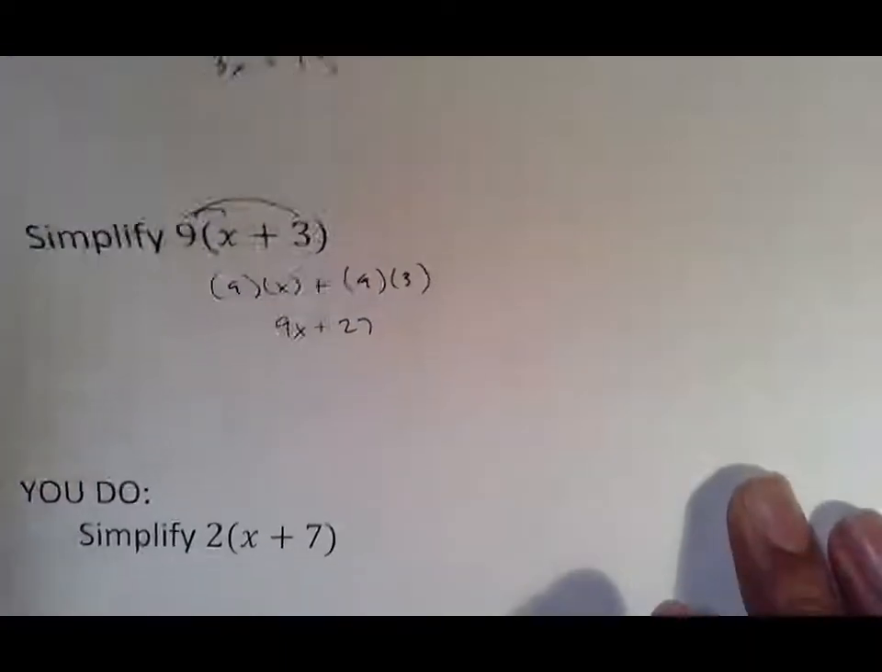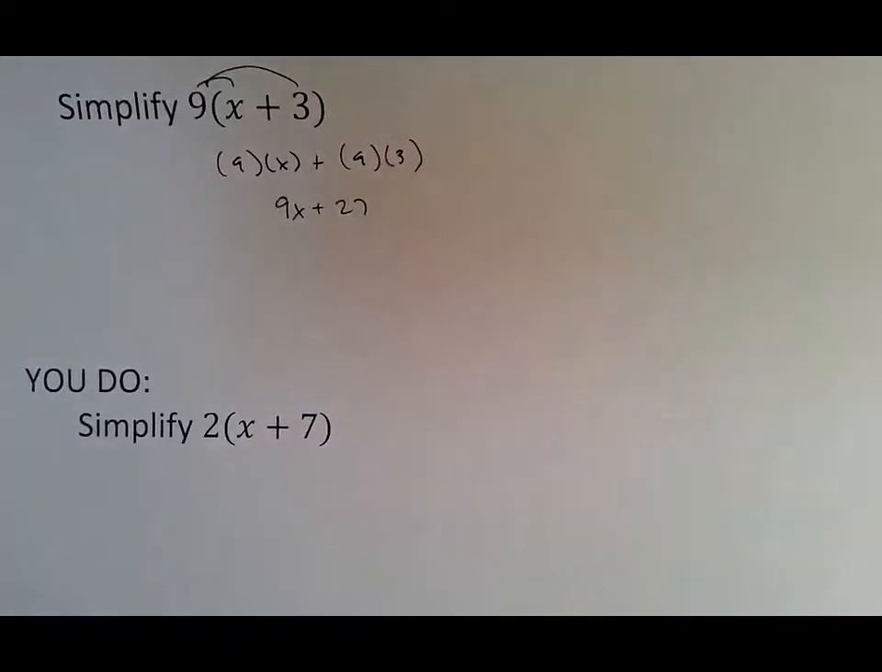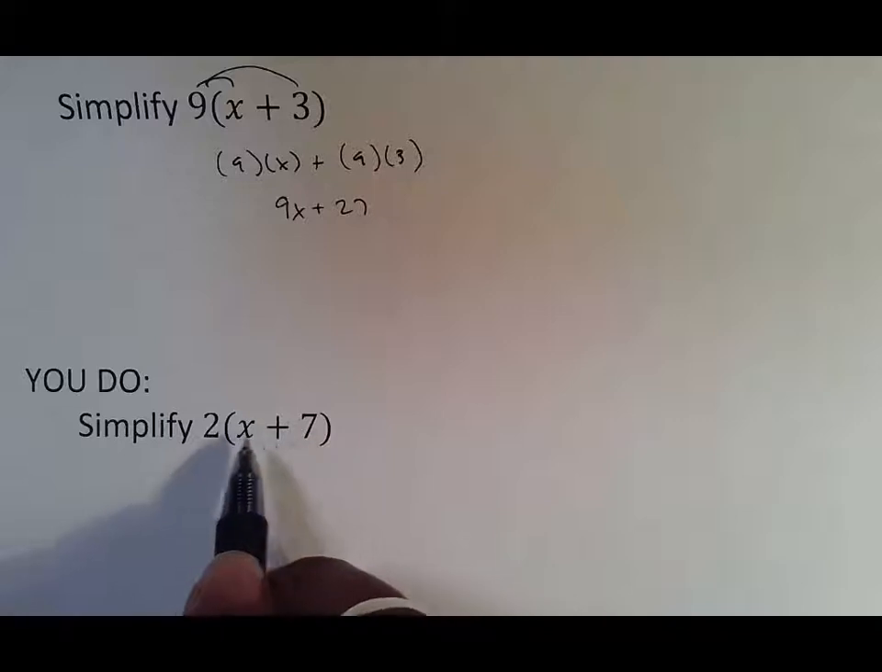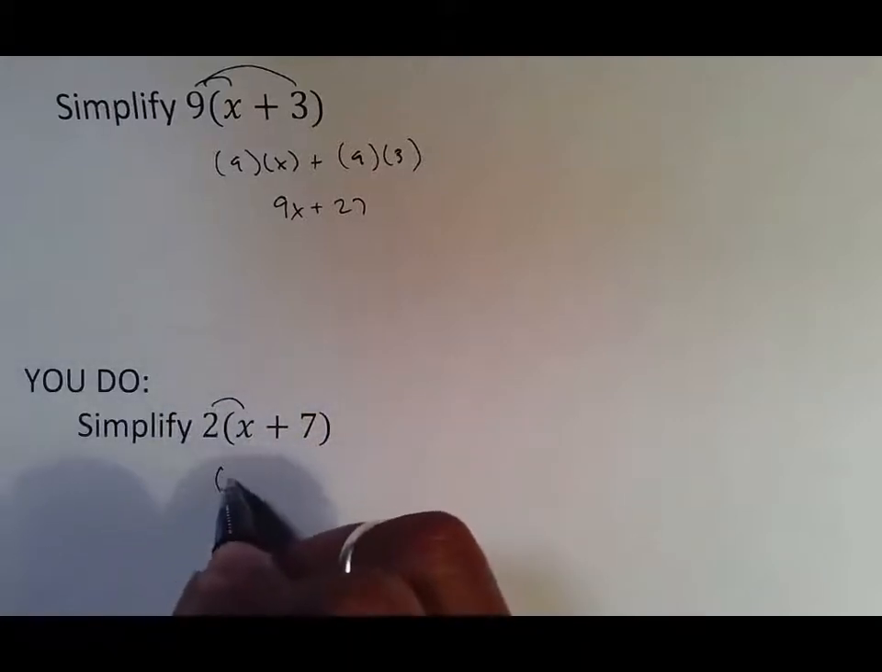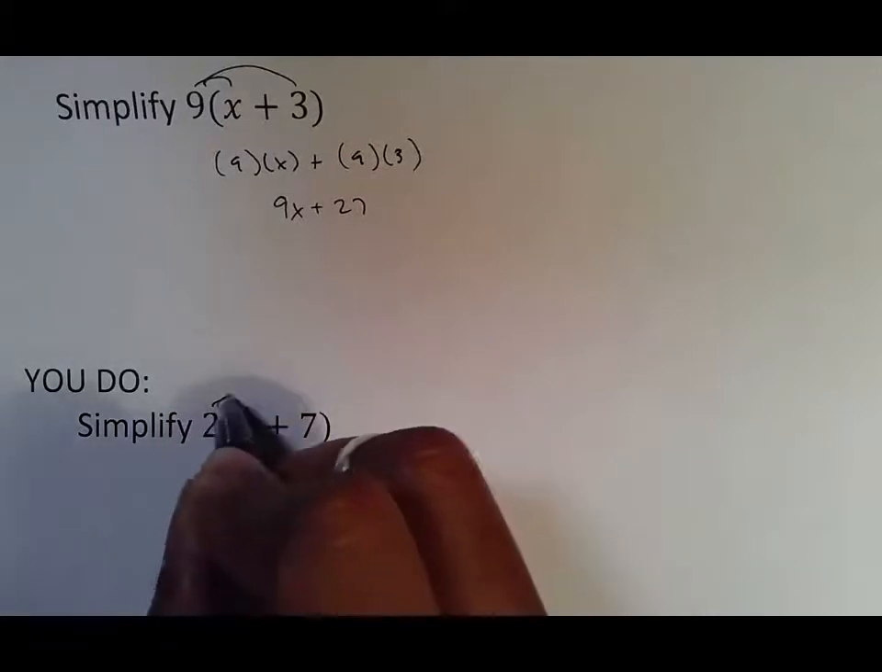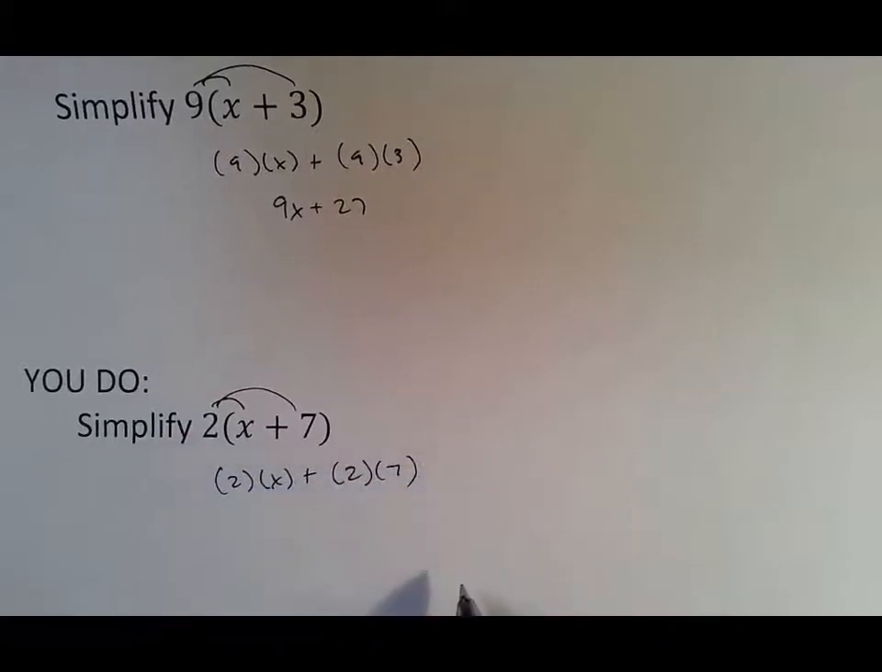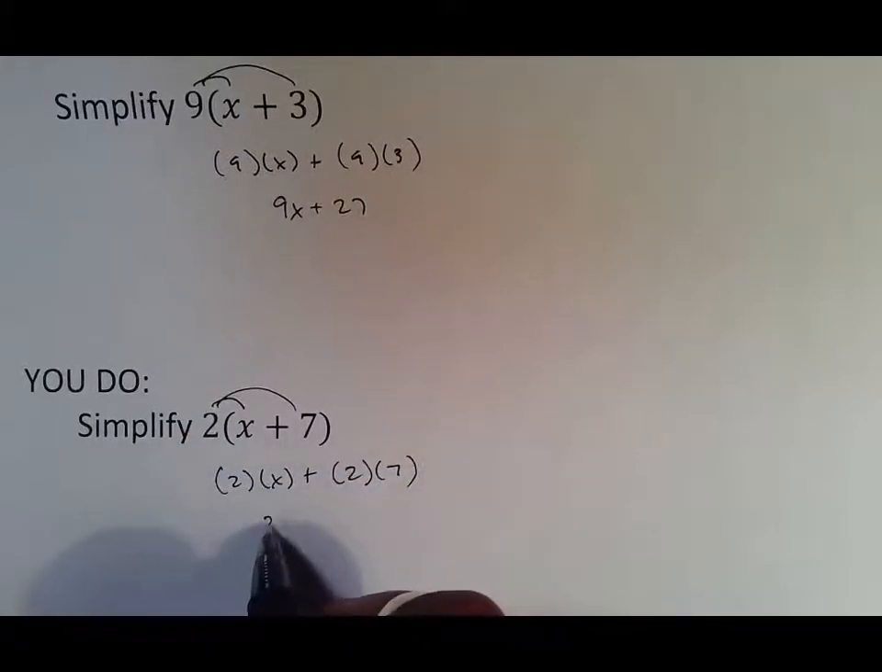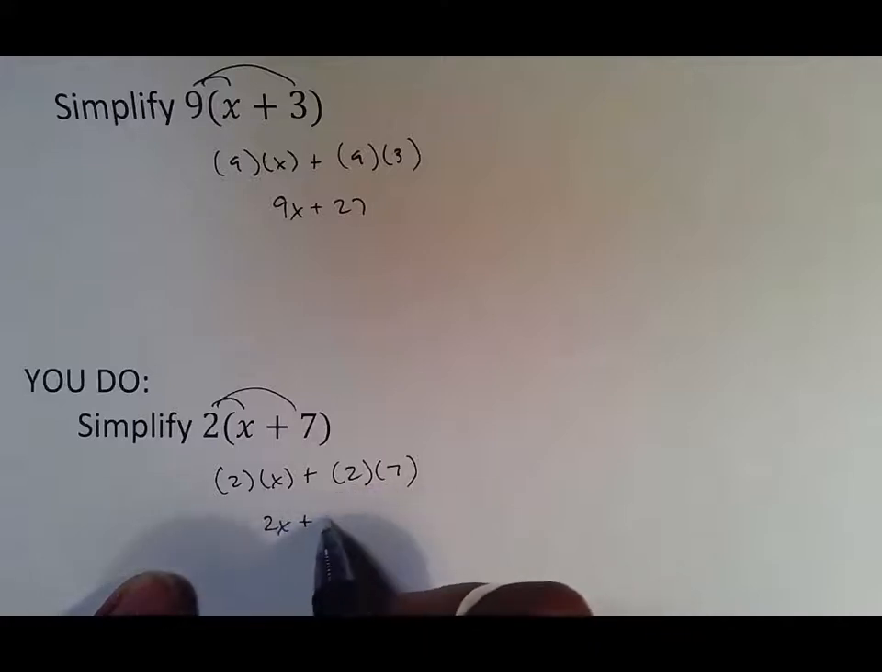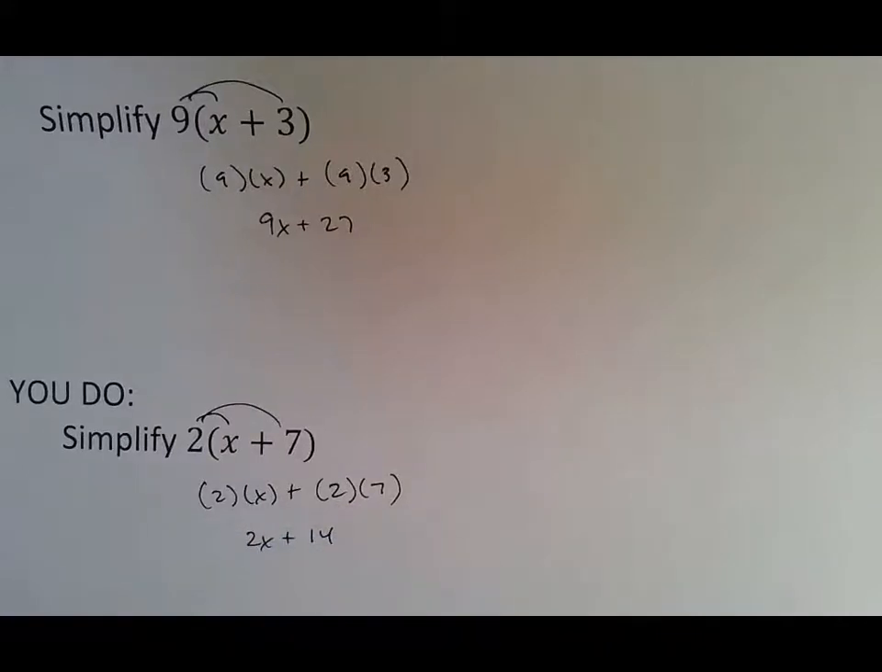All right. Try this problem out. In other words, pause the video, work it out, and see how you do. Remember, again, it should be an x term and a constant term that you do not put together. If you haven't paused the video already, go ahead and do that now, because I'm about to answer it. In this problem, x and 7 are friends. 2 meets x and 2 meets 7. From there, 2 times x is 2x. 2 times 7 is 14. And that's as far as you can go.